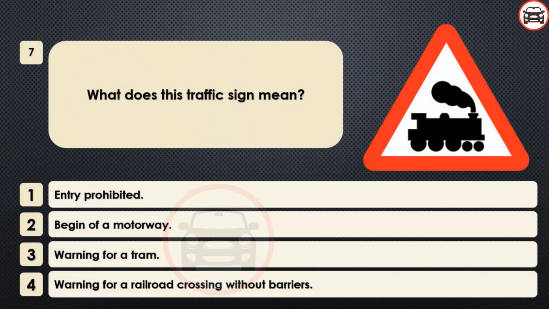What does this traffic sign mean? 1. Entry prohibited. 2. Begin of a motorway. 3. Warning for a tram. 4. Warning for a railroad crossing without barriers.